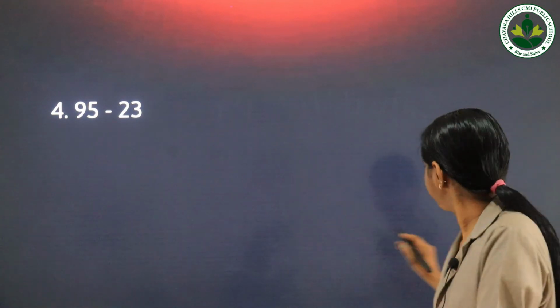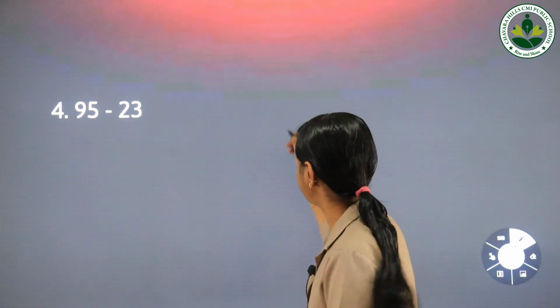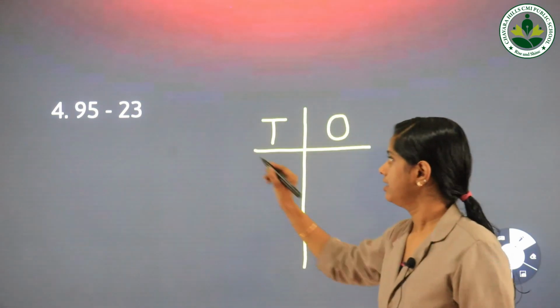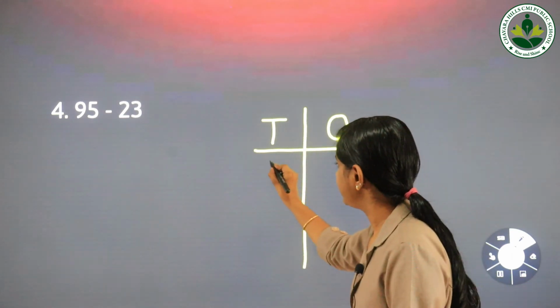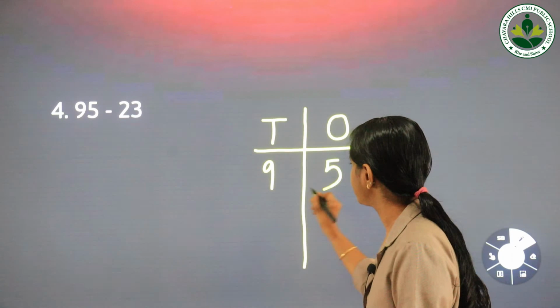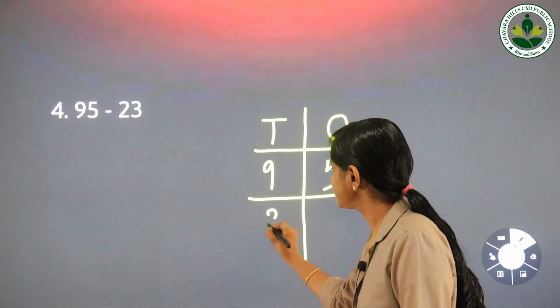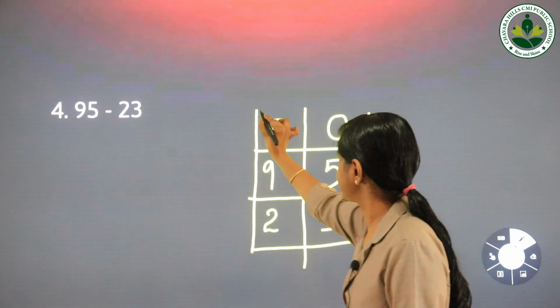Fourth one, find 95 minus 23. We can subtract 23 from 95 by arranging these numbers vertically according to their place value. For this, first we draw the place value chart, tens and ones. Next, we place the bigger number on the top, that is 95: 9 tens and 5 ones. Next, 23. 23, how many tens and how many ones? 2 tens and 3 ones.